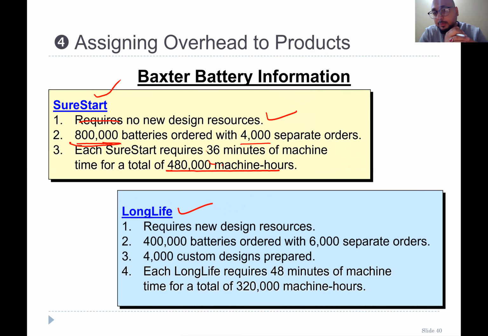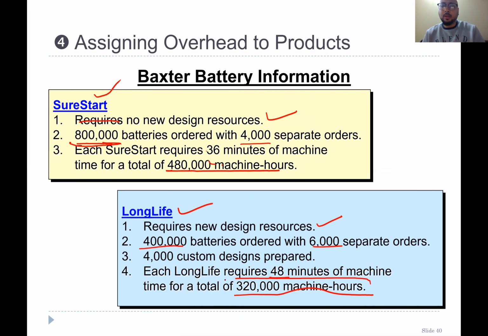orders, right? Okay. Long life, the other brand of Baxter, requires new design resources. So Baxter Battery sold 400,000 batteries in 6,000 separate orders. Each long life battery requires 48 minutes of machine time, and total machine time is 320,000 machine hours, right? So now how can we assign cost to the cost subject?